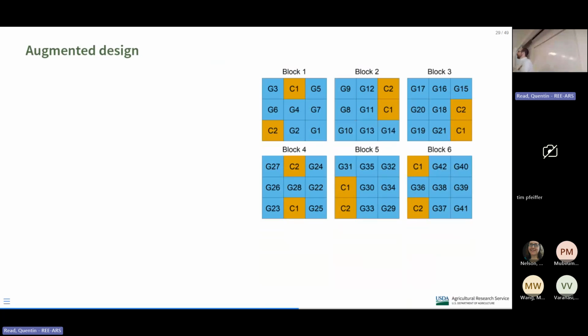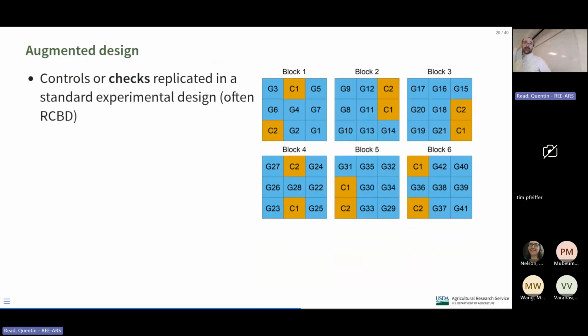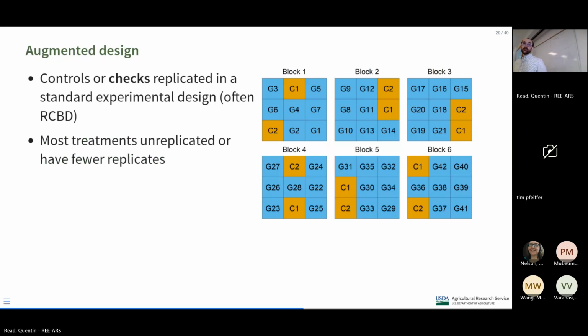This is a bit of a whirlwind tour, but another design that you see a lot is the augmented design. In an augmented design, some of the treatments are replicated, and we call those checks. You can see here that the orange ones, check 1 and check 2, follow an RCBD design. In every one of the 6 blocks, check 1 and check 2 are present. So that's a randomized complete block design with respect to the 2 checks. But most of the other treatments, like maybe the genotypes we're testing, are unreplicated or have fewer replicates than the checks. In this fake example, there's only 1 of each of the non-check treatments in the entire experiment.